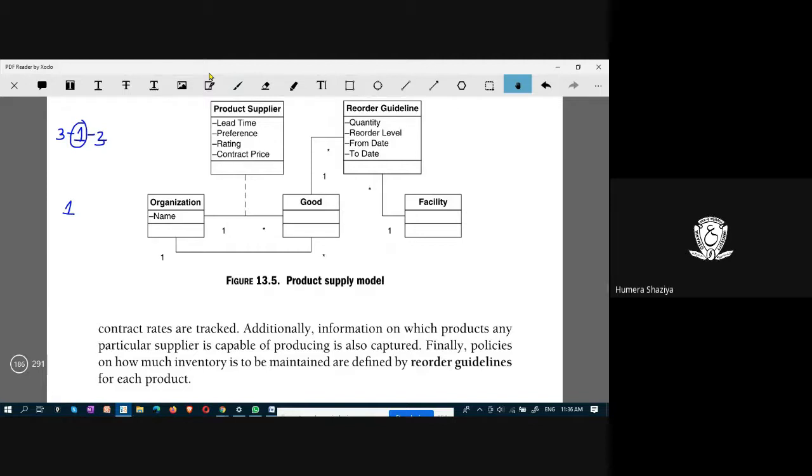If one bag means it is just opened, then reorder another three bags. Like that, reorder level, date, from which date to which date, from which organization these goods should be reordered, and how they should be reordered, what is the facility. All these reorder guidelines are one table.